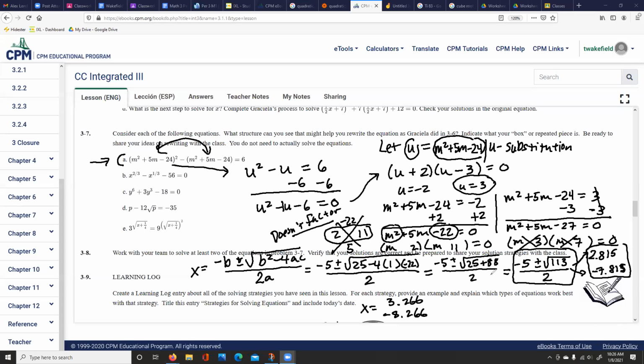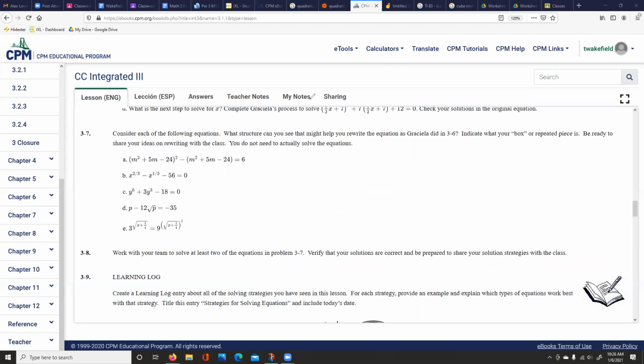All right, so that is number 7A. Let's look at B, C. And it says we don't have to solve all these. I wanted to solve those just to get us an idea of how to do that. Okay, I'm going to go on to B here. All right, let's copy down B. B says x to the 2/3 minus x to the 1/3 minus 56 equals 0. Okay, take a look at that.